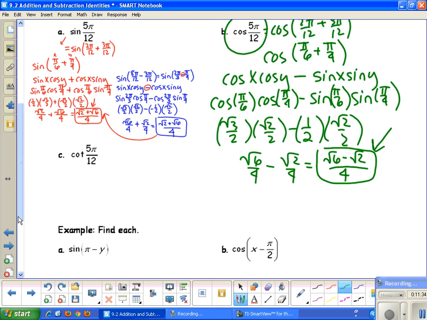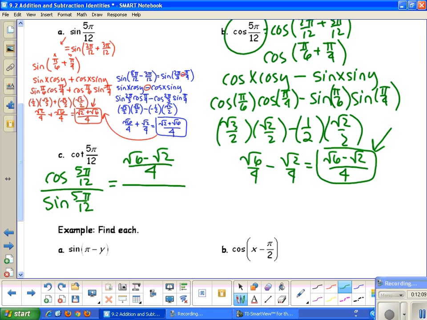So it's kind of cool that we can get these exact value answers using these identities, because we always like to find the exact value because we don't want to have rounding error. So now for this next one, if I have cotangent, well, if I have 5 pi over 12, and I just found sine and cosine, then I know that cotangent is going to be the cosine of 5 pi over 12 divided by the sine of 5 pi over 12. And I know that the cosine of 5 pi over 12 we just said was root 6 minus root 2 over 4. And the sine was root 6 plus root 2 over 4.